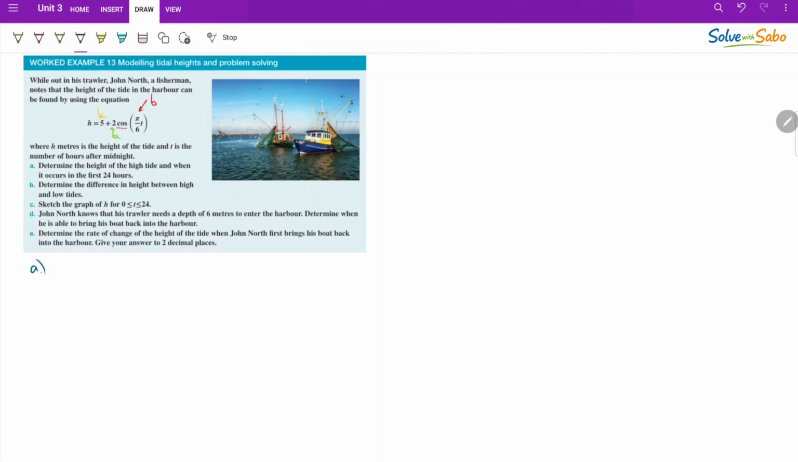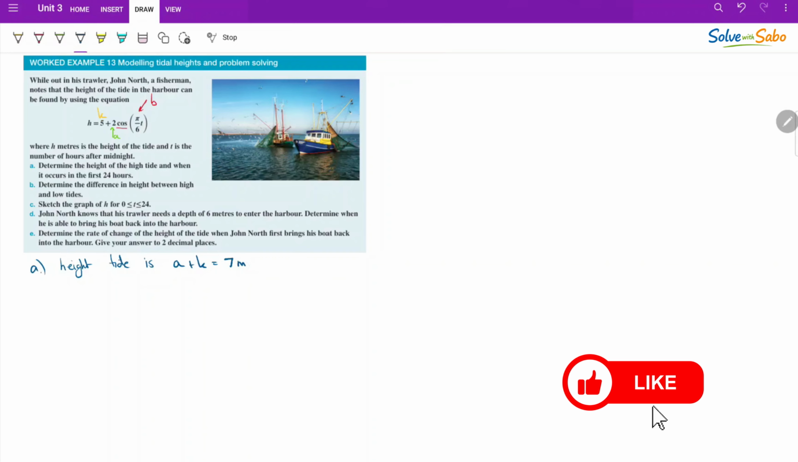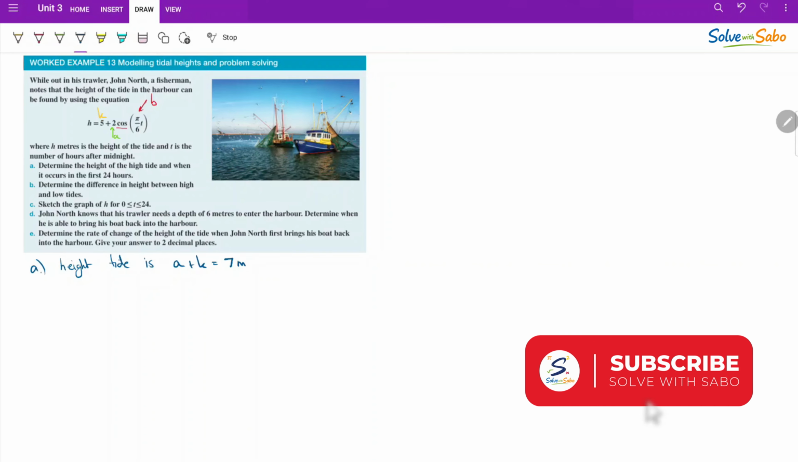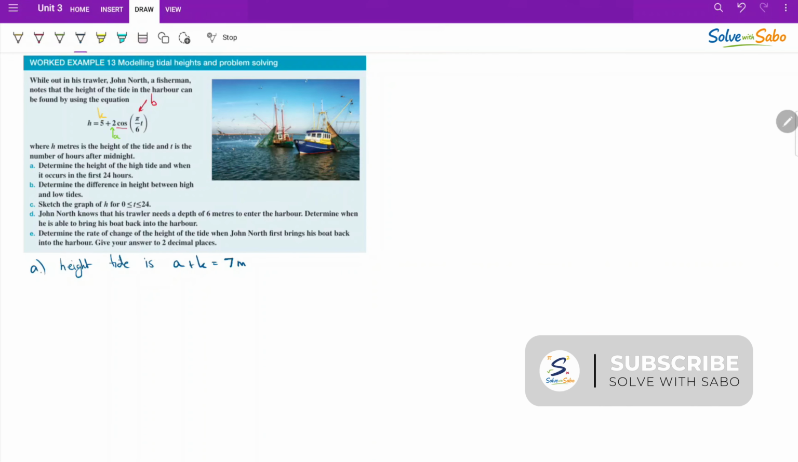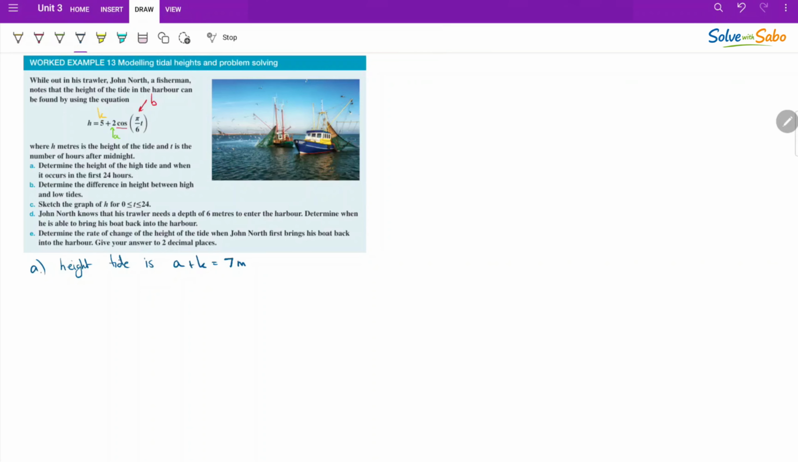Determine the height of the high tide and when it occurs in the first 24 hours. Okay, when it occurs in the first 24 hours. Well, high tide is A plus K, which is 7 meters. So I'm just going to use transformations for that. That's nice and easy, right? There are other ways that we could do it, but I think the transformation way is definitely the fastest. That's the height. Now the question is, when does it occur?